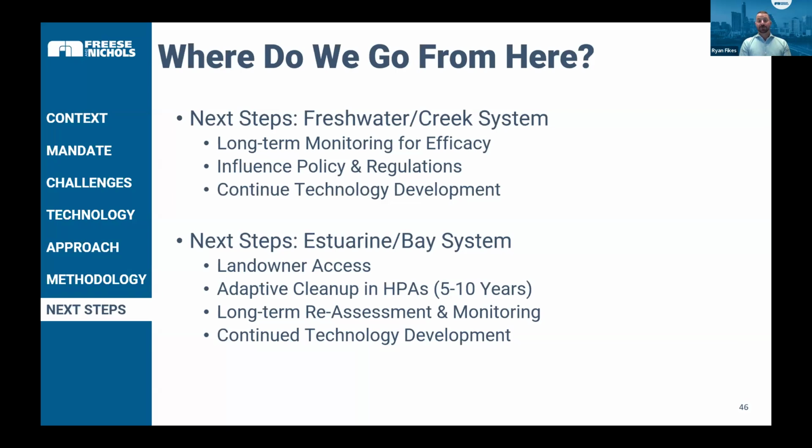And then how do we work with other technology groups to develop more efficient and effective systems for separating plastics out of organics and sediments so that we can have less going to landfills and reduce costs for clients and the manufacturers themselves? And then in the Bay system, again, we've got this whole dynamic process around landowner access and how do you do this adaptive cleanup in such a big area where there's so much mobility happening. We anticipate that cleanup effort, once landowners' agreements are in place, to take anywhere from 5 to 10 years to really fully tackle that 75 miles of shoreline.